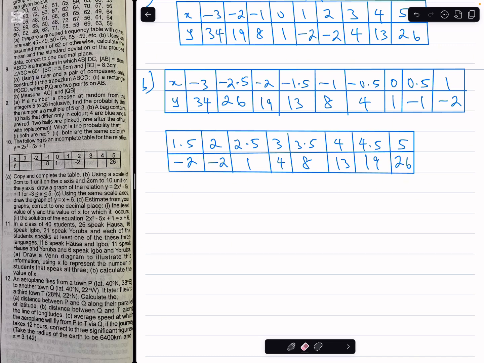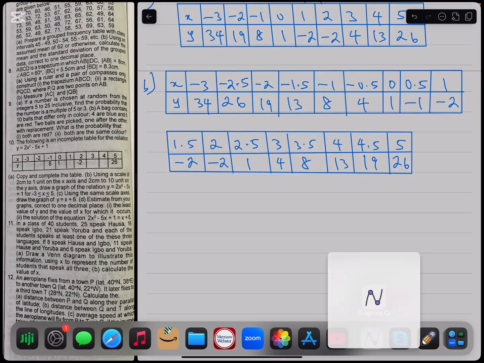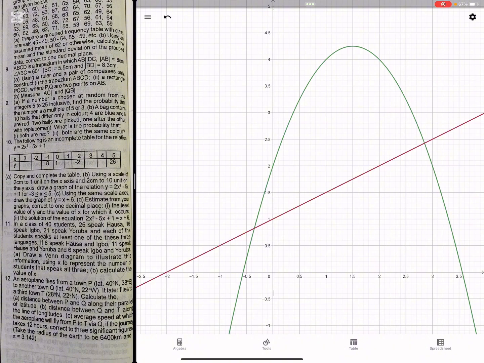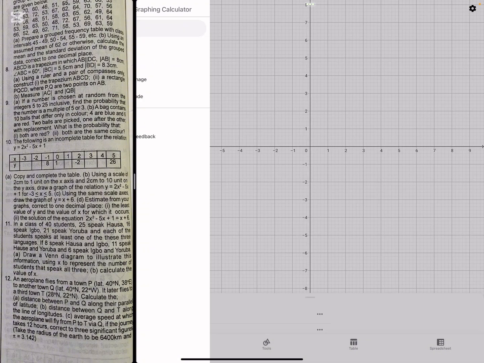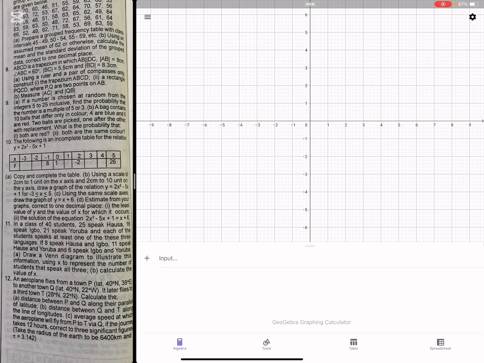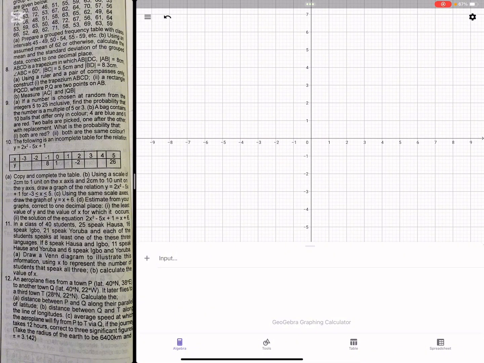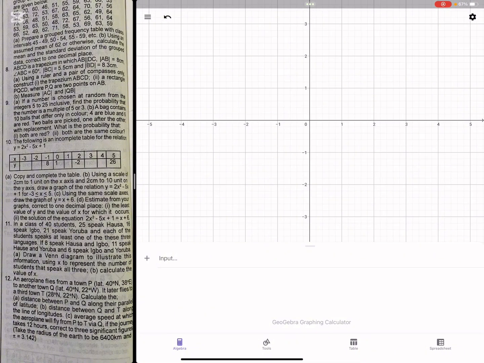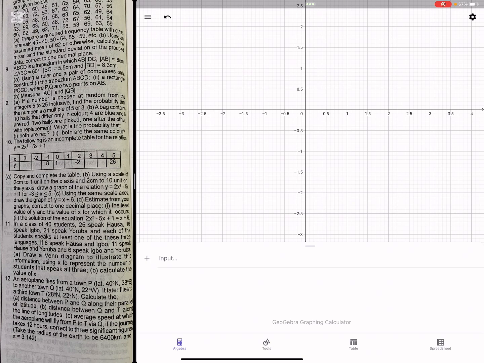Using a scale of 2 centimeters to 1 unit on the x-axis and 2 centimeters to 10 units on the y-axis, draw a graph of the relation y equals 2x squared minus 5x plus 1. I'm going to use this app to draw the graph. On the x-axis, the scale is 2 centimeters to 1 unit.